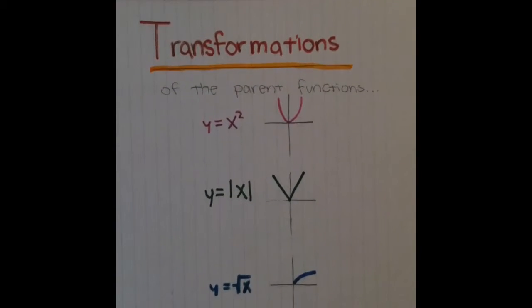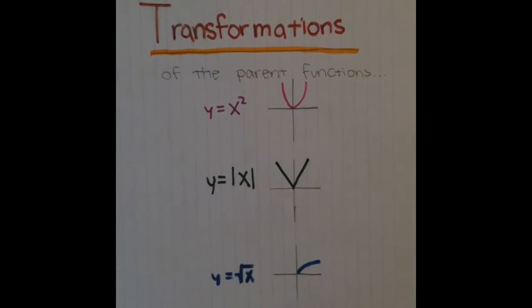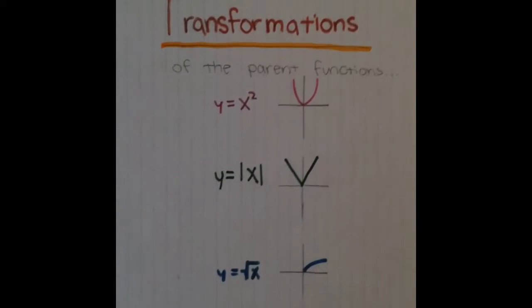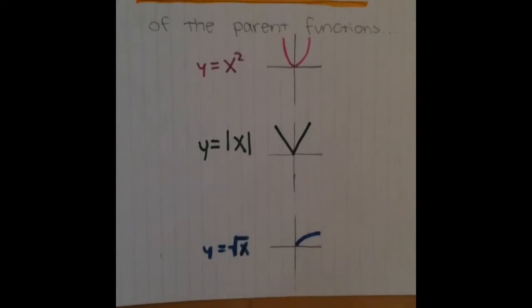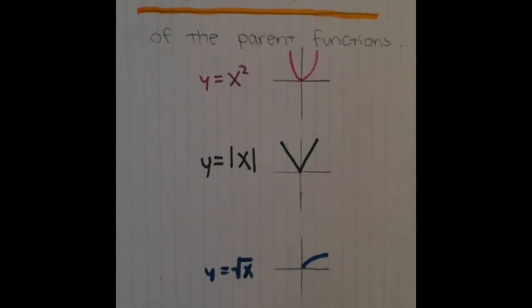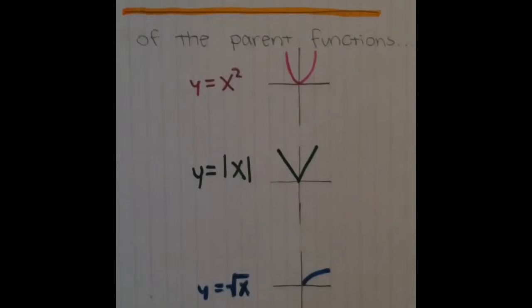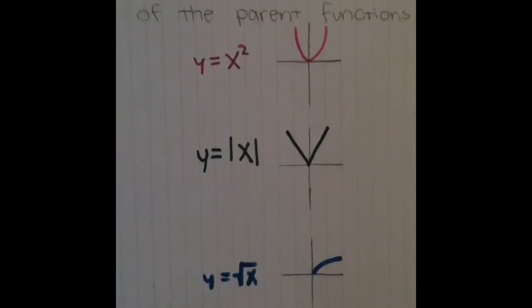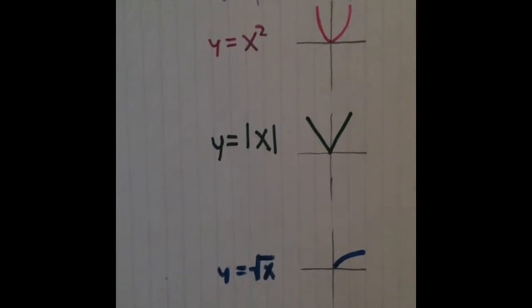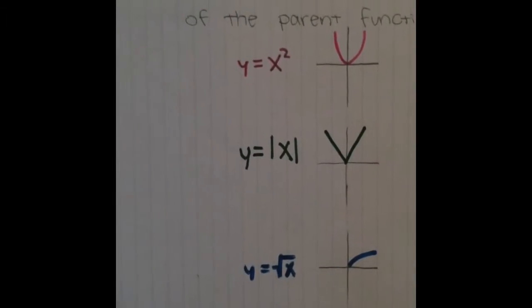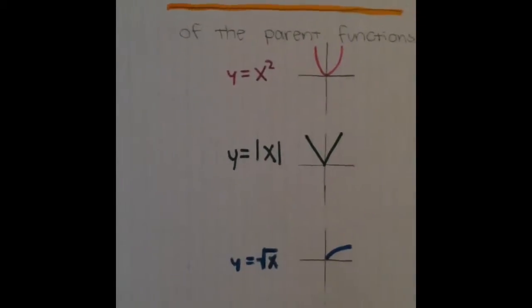This is Jesse and Matthew's algebra video. Our topic is transformations, and we will be more specifically analyzing how the parent functions of y equals x squared, y equals absolute value of x, and y equals square root of x are affected by translations, reflections, and dilations.